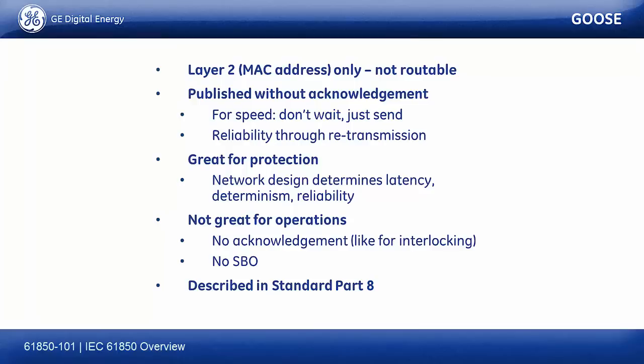So for operations, it's not as great, right? Because there's no acknowledgement, I don't know the message has been sent and received and that things have changed state. So I can't say open the disconnect switch and have the disconnect switch open and say the disconnect switch is open, right, without sending a Goose message to the controller for the disconnect switch and waiting for status changes to come back. It doesn't really work. There's no select before operate in Goose messaging. So it's not so great for operations where we want trusted, verified status, but it is great for protection because we want high speed without waiting. We just want to say, you've got to do it, right? And Goose is described in part 8-1 of the standard.